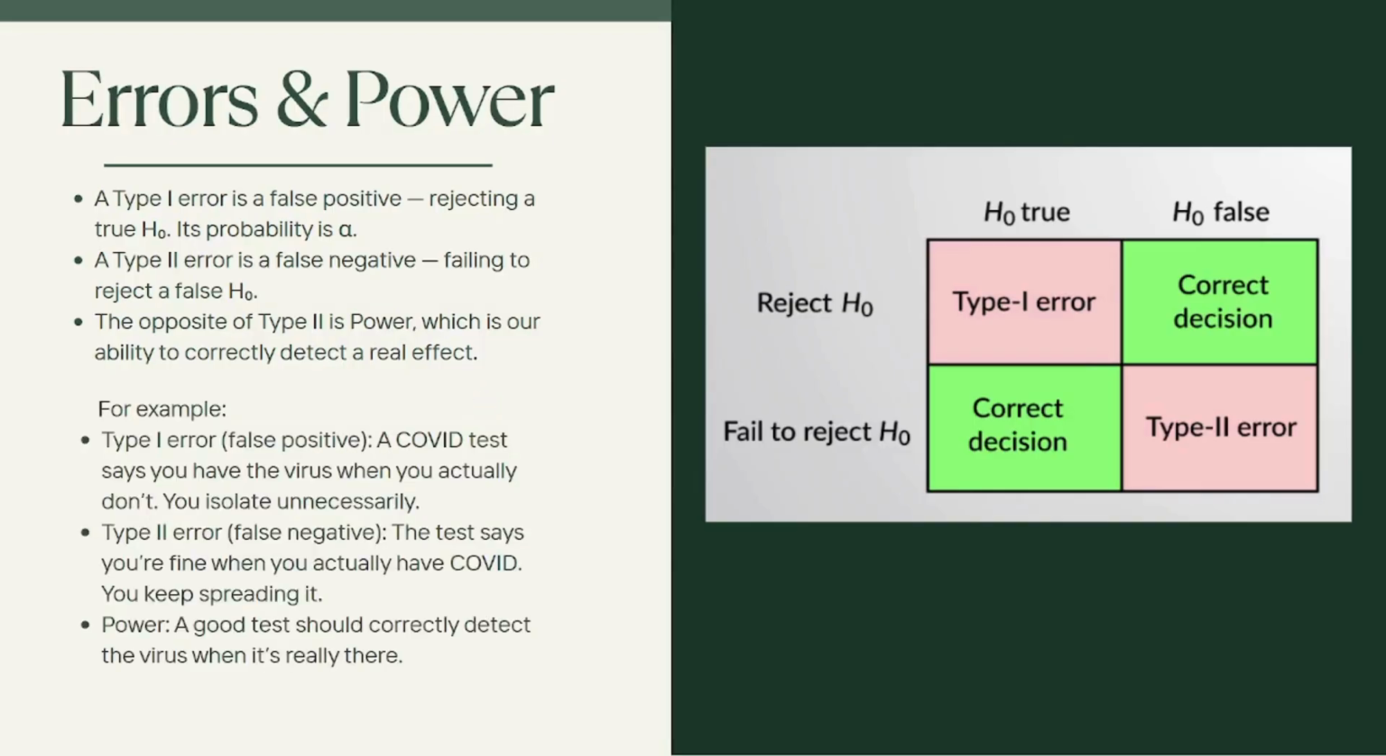Here is our example. A type 1 error is when a COVID test says you have the virus when you actually don't. A type 2 error is when the test says you are fine, but you actually have COVID. Power is a good test that should correctly detect the virus when it's really there. And yeah, that is all the framework of hypothesis testing. Next, we're going to have some case studies.